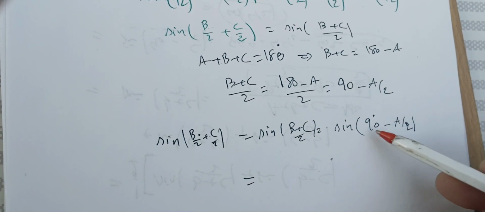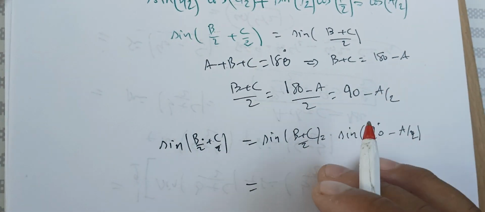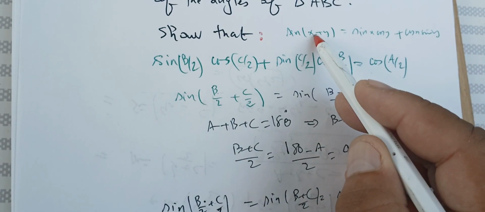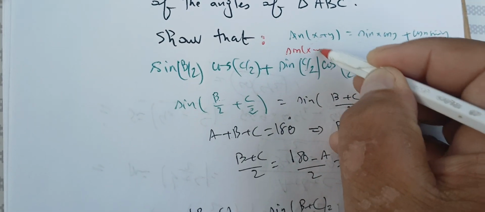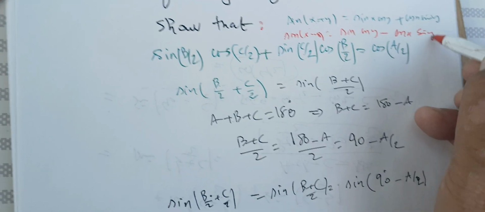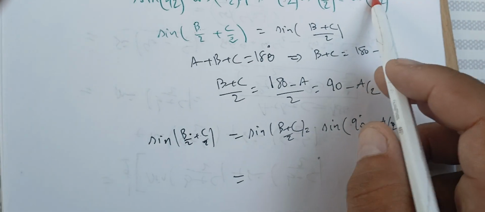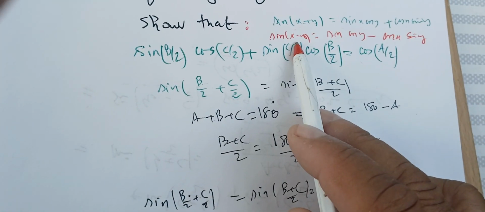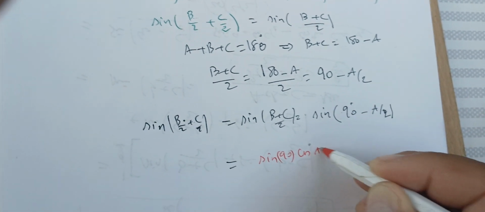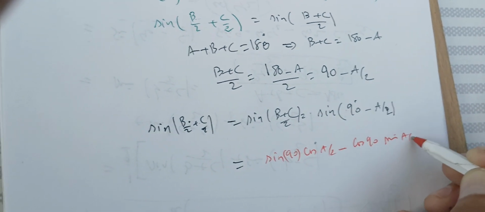Here we just want to remember that when we have the minus, the sine of x minus y is sine of x cosine y minus cosine x sine y. So we can rewrite this formula here. We're going to have the sine of 90 times the cosine of a over 2 minus the cosine of 90 sine of a over 2.